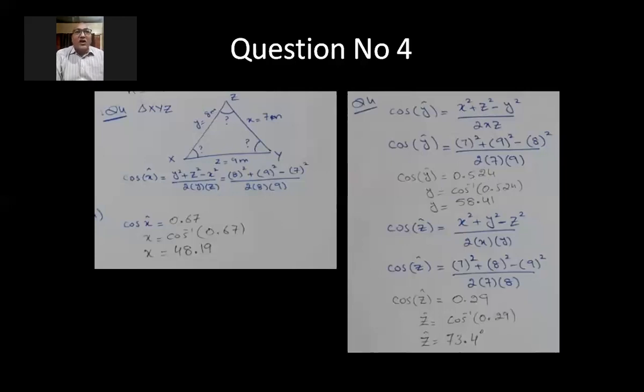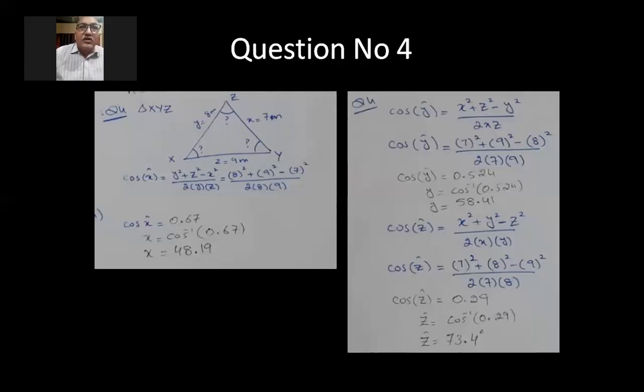Okay. Now, if you want to find the angle Z, the two sides around this angle are the X side and Y side, and the opposite side is Z. So the formula becomes cos Z is equal to X square plus Y square minus Z square divided by 2XY. So substitute the values of X, Y, and Z.